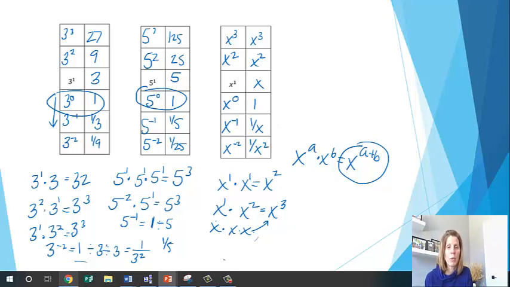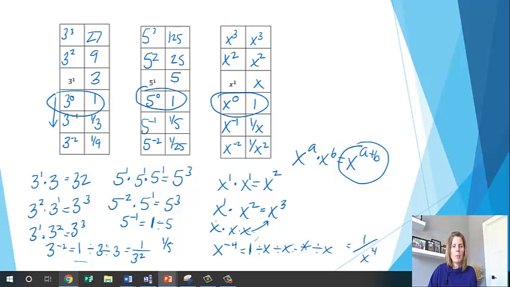So as an example, not even one that's on the chart, if I have x to the negative 4, what that means is we're going to start with the 1. Instead of multiplying by x, we are going to divide by x 4 times. And if I do that, notice I have 1 divided by x to the 4th power. So hopefully that helps you understand those negatives a little bit better.